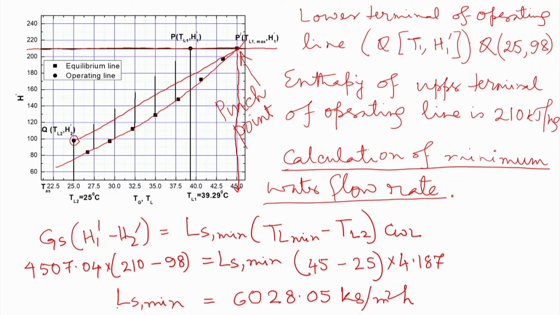So this is the minimum water flow rate required to get that wet bulb temperature of 30 degrees Celsius, but the outlet temperature of the water will shoot up from 25 to 45 degrees Celsius. So this is the first question asked in this problem: what is the minimum water flow rate? That is 6028.05 kg per hour meter square.